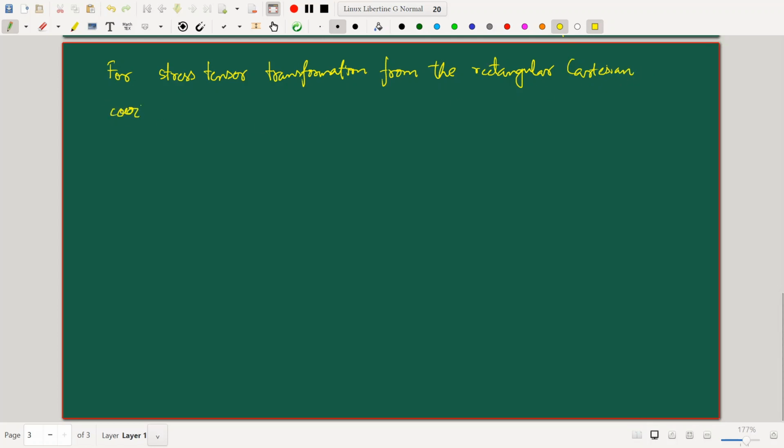For the stress tensor transformation from the rectangular Cartesian coordinate system to the polar coordinate system.